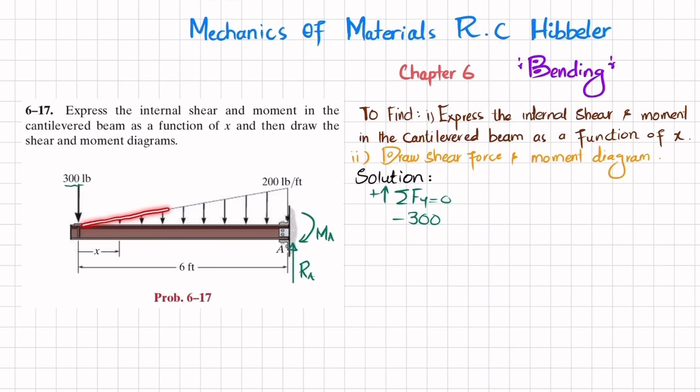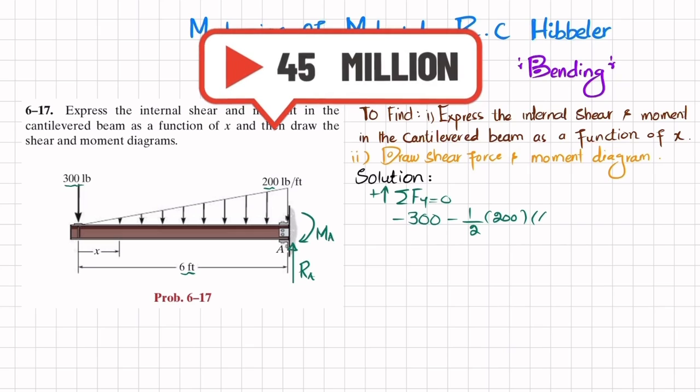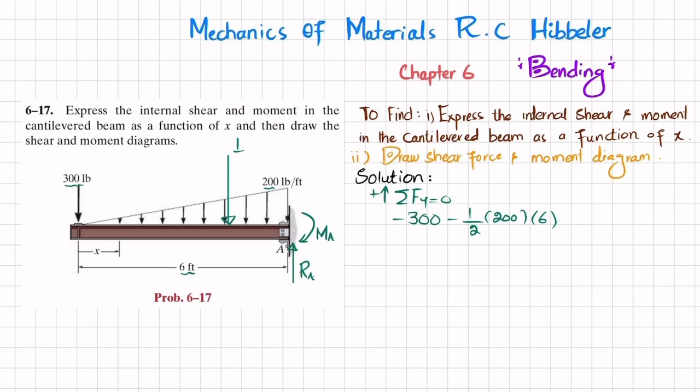And there is a triangular load. When this load is converted into a point load, it will be equal to minus, because it is downward, minus 1 over 2 into 200, and the length over which it acts, which is 6 feet. I will also represent it over here. 1 over 2 into 200 multiplied by 6, and that will be equal to 1200 divided by 2, which is 600 pounds.